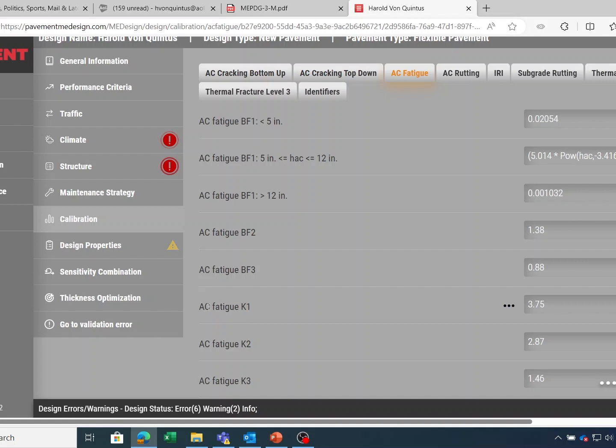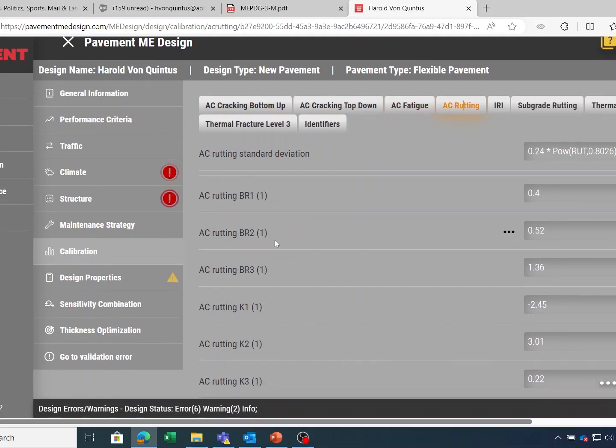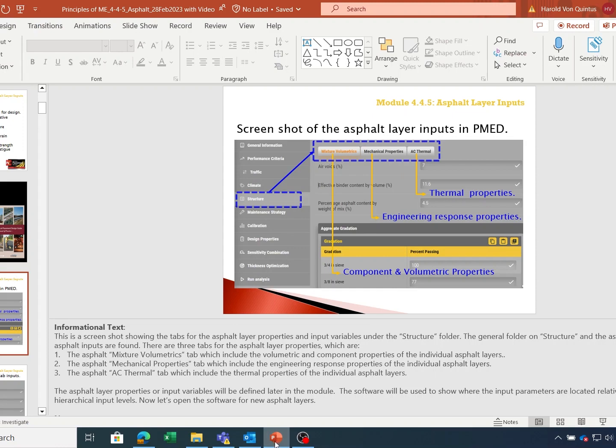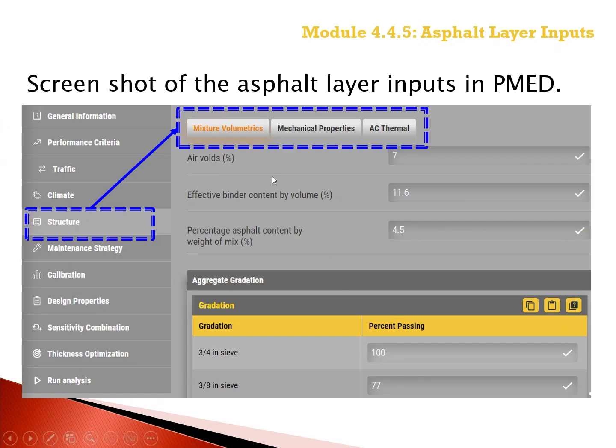For now, in this module on asphalt layer properties, we're going to explain how they are determined. Asphalt fatigue, bottom-up fatigue cracking, and then asphalt rutting in terms of plastic deformation. So we're going to now return to the presentation and continue with this module on asphalt layer inputs.